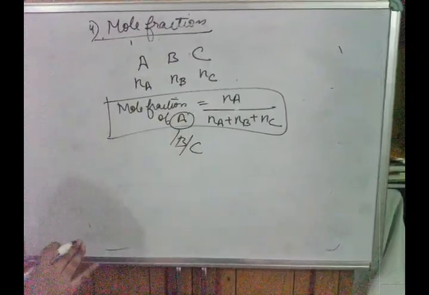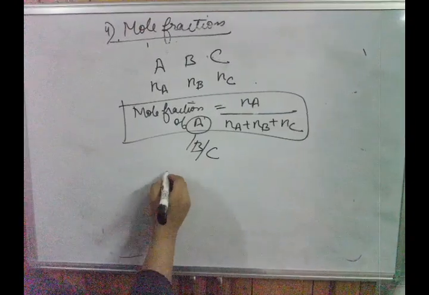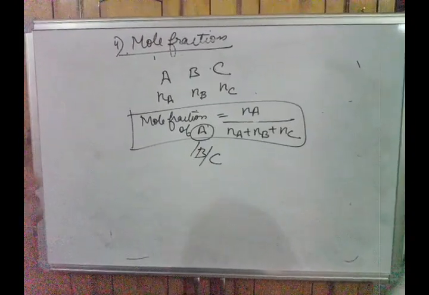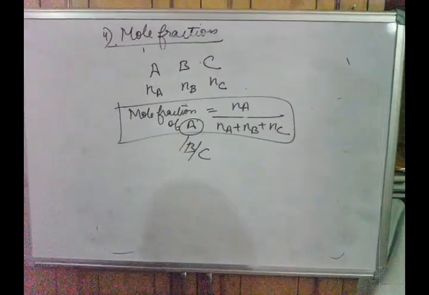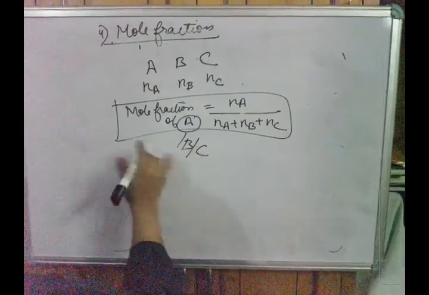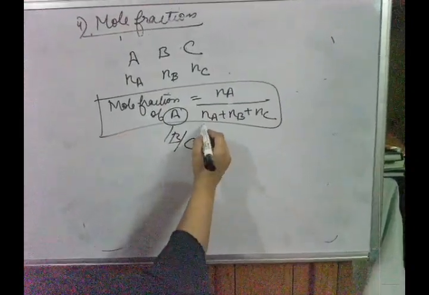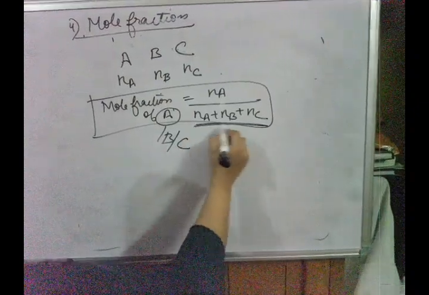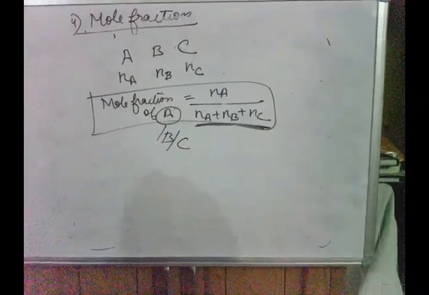So the main thing you have to remember is that solutes can be more than one also. In this, two solutes can be there, but you have to remember how many components are there. You have to take in the denominator total number of moles.